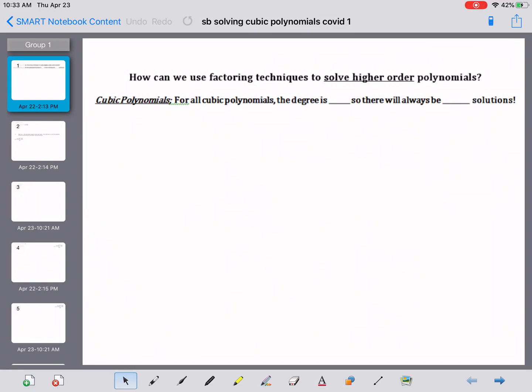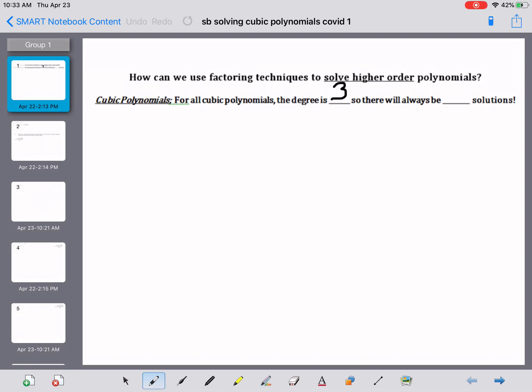So today we're going to talk about how we can use what we have looked at for the last 2 weeks: the quadratic formula along with factoring cubes. So the first question: how can we use factoring techniques to solve higher order polynomials? Well, first of all, a cubic polynomial means that it's a degree of 3.